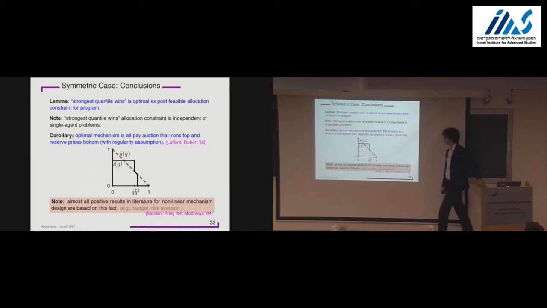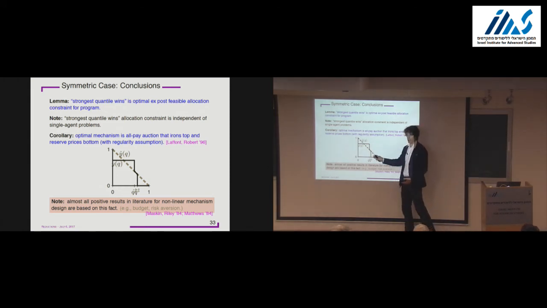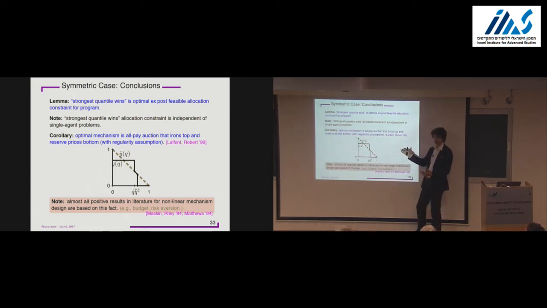Notice that highest quantile wins for two players looks like a line. For three players, it would look like a quadratic, etc. We always know what that function looks like, given the number of players.